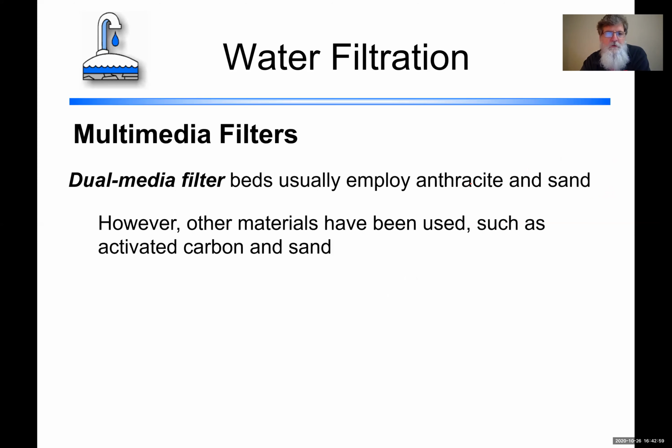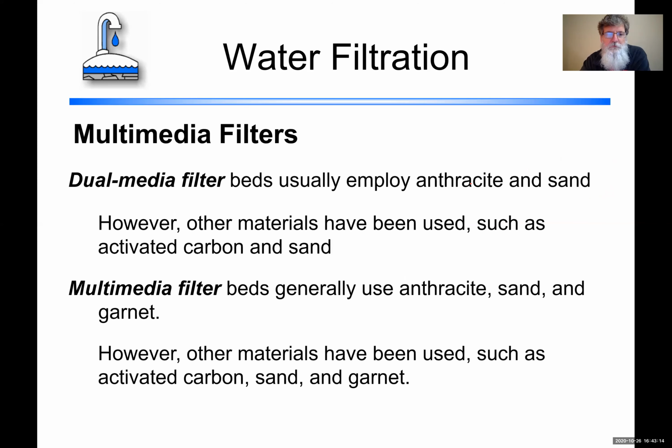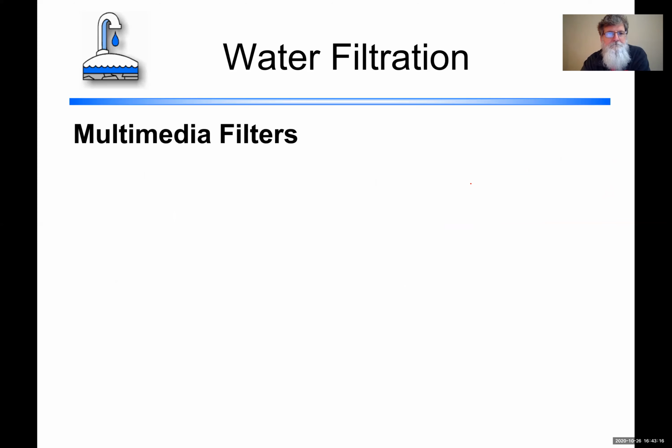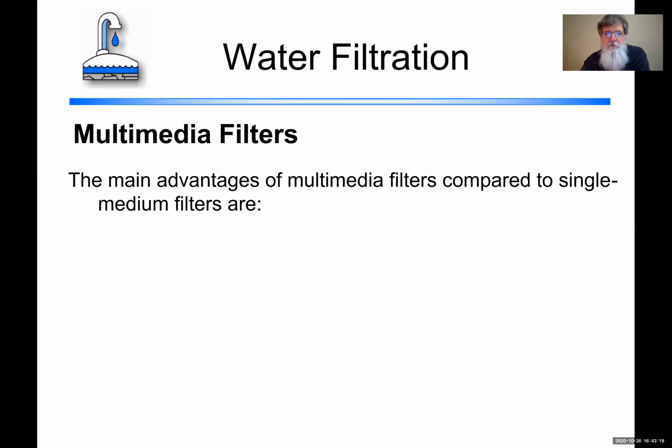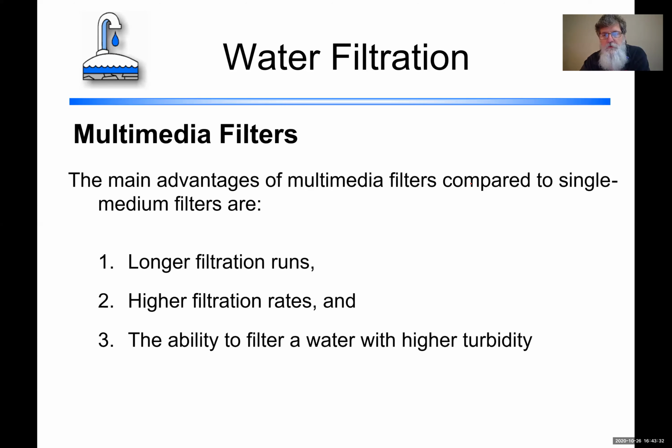Now, multimedia filters usually have anthracite and sand. Other materials have been used. There's been activated carbons and some other kinds of sands. And there are even multimedia filters that use a denser material, usually a garnet and finer, that under the backwash sinks to the very bottom. And again, there's been other materials used here. The main advantage of multimedia filters over a single-media filter can be best summarized as you get longer filter runs. You can do higher filter rates, which means you can produce a lot more water. And then, of course, you have the ability to handle large turbidity influent sources.